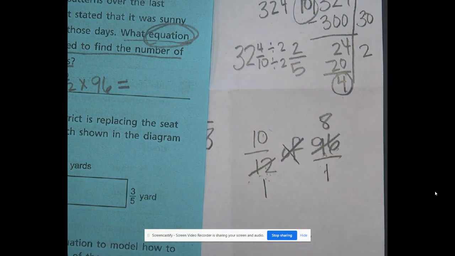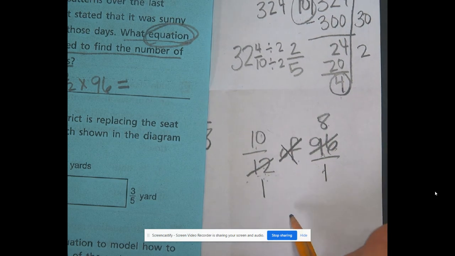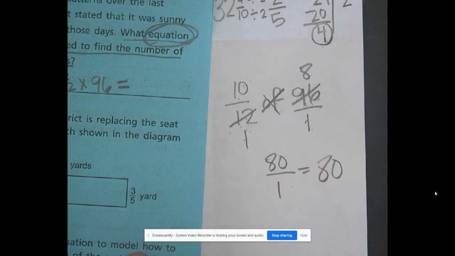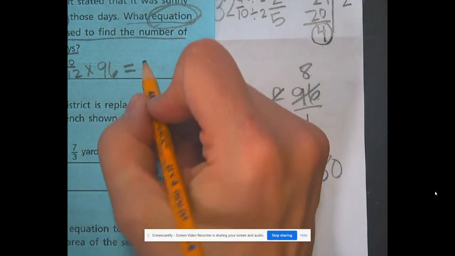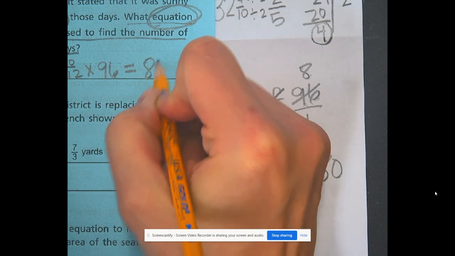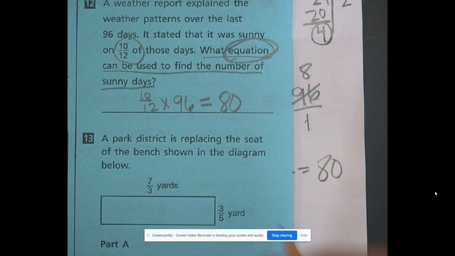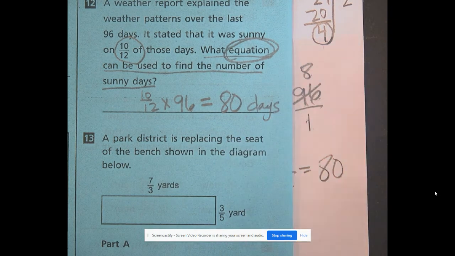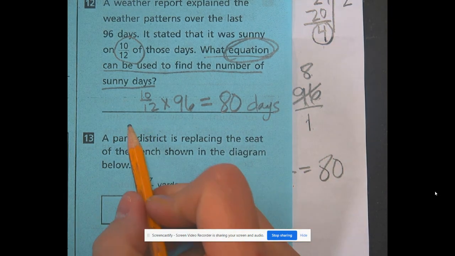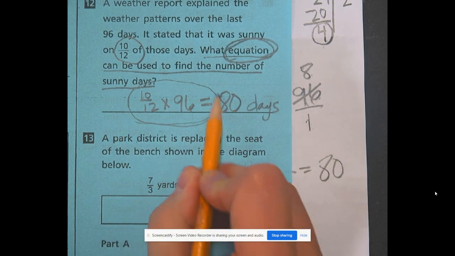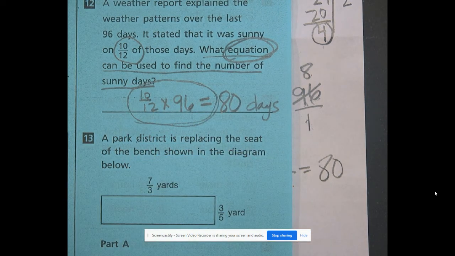Now what do I do? Straight across. 10 times 8 is 80. 1 times 1 is 1. So what do I get? So how many of those days? 80 of those days were sunny. That seems lovely. So 80 days. Okay, do I need this part of my answer? Yes, because it said to do what? Find an equation. You need to make sure that you're looking at those details tomorrow.